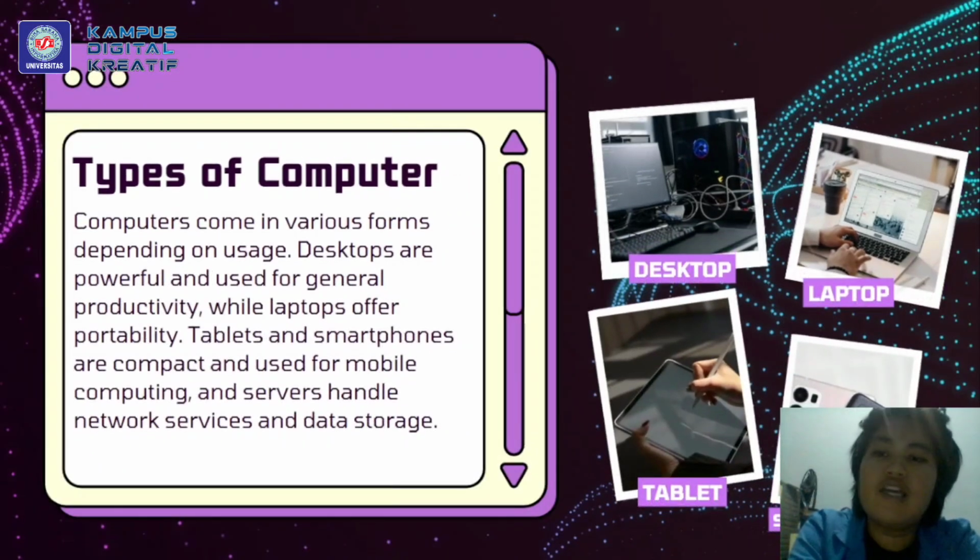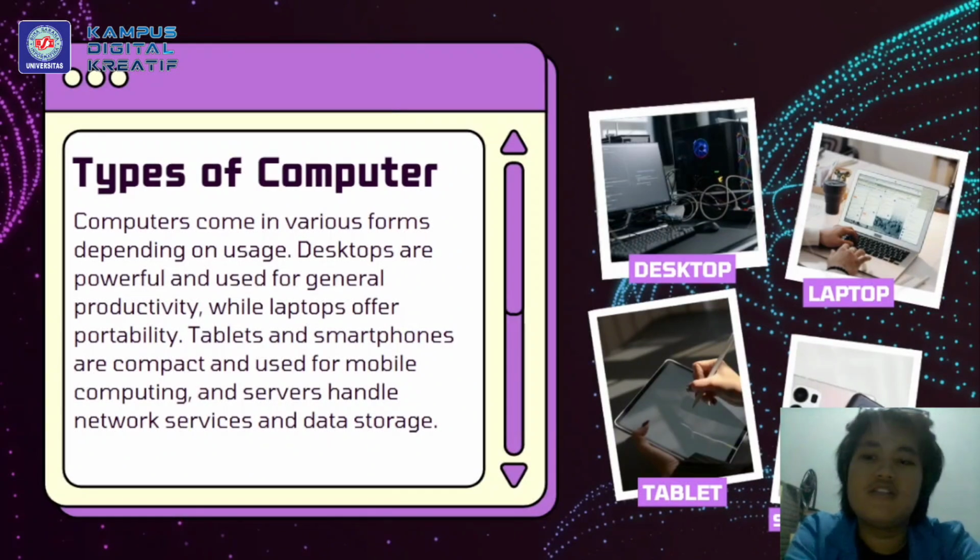Next, we have types of computers. Computers come in various forms depending on usage. Desktops are powerful and used for general productivity, while laptops offer portability. Tablets and smartphones are compact and used for mobile computing, and servers handle network services and data storage. And in this slide, you can see there are four types of computers that are mainly used in everyday life.